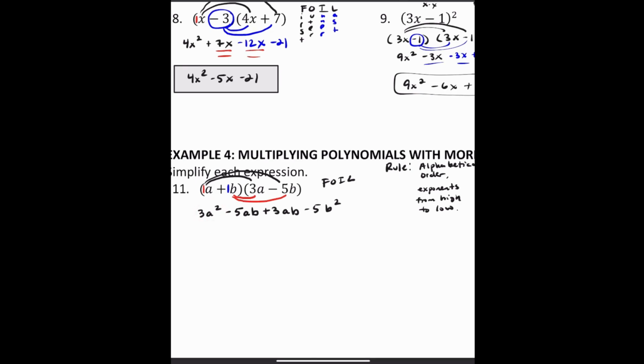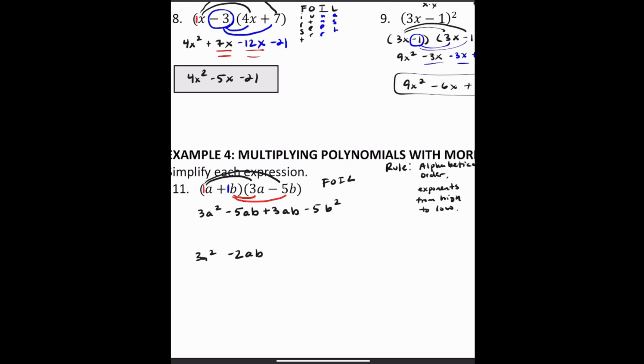So it's 3a squared. Can I combine that with anything else? Nope, so we'll just write 3a to the second power. And then the next thing is we need to find the a with the next highest exponent, which is 1. So I see an a right here and also an a right there, and they both have a power of 1, right? So negative 5ab plus 3ab, negative 5 plus 3 is negative 2, and then ab.